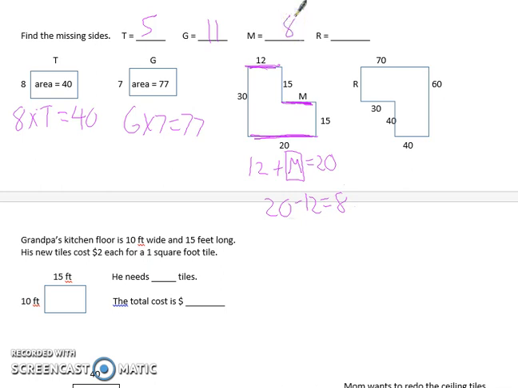Let's go to R, same kind of problem. This time my R is vertical, so I'm going to do all of the vertical lines. I know short plus short equals long, so these 2 shorties add up to that one. So R plus 40 equals 60. What plus 40 equals 60? Well, that's the same as 60 minus 40, which gives me 20.